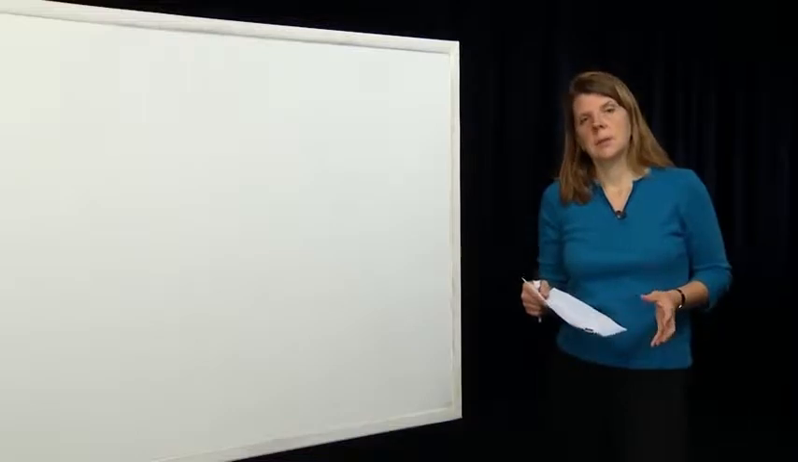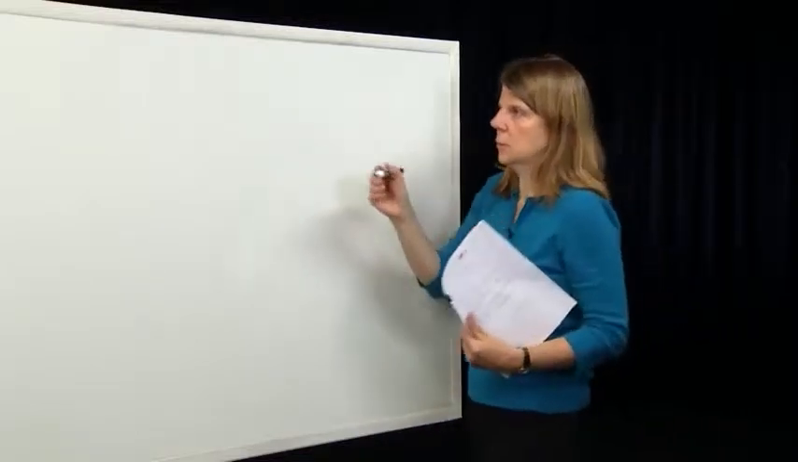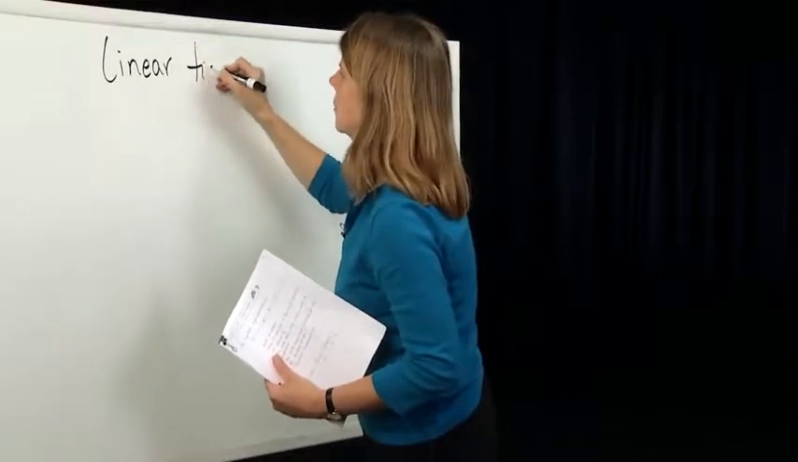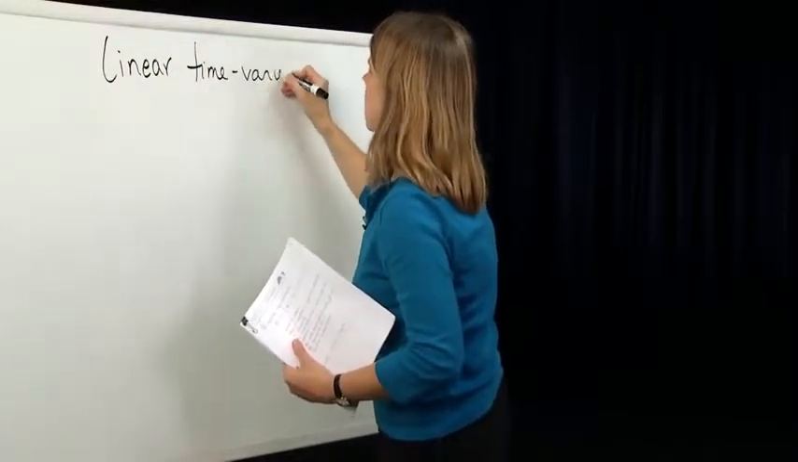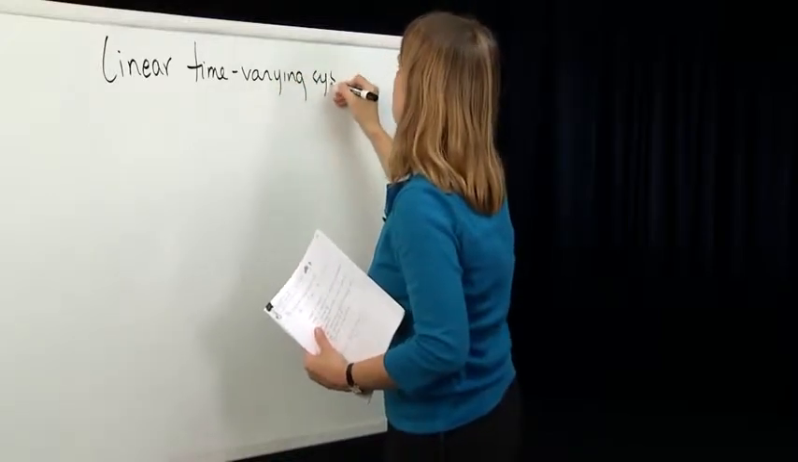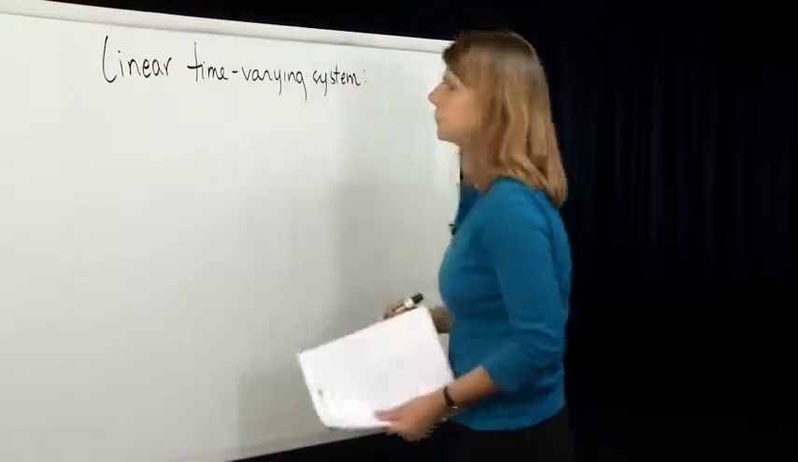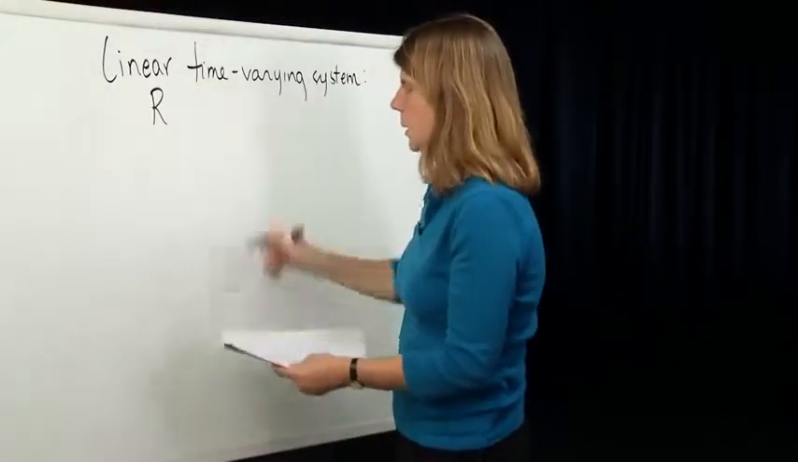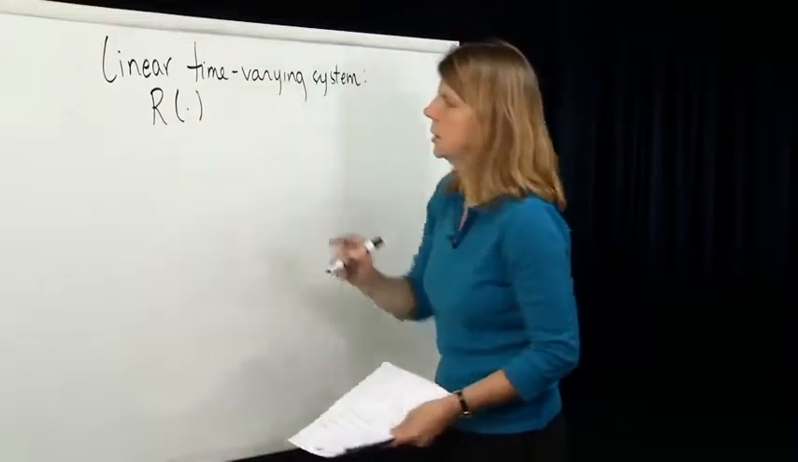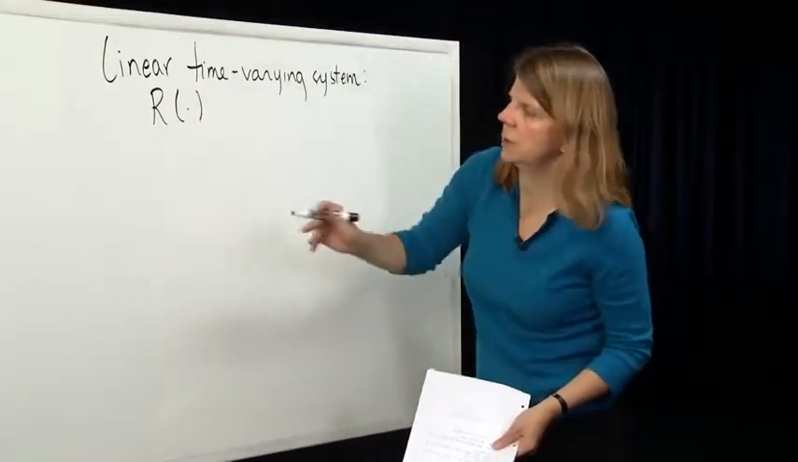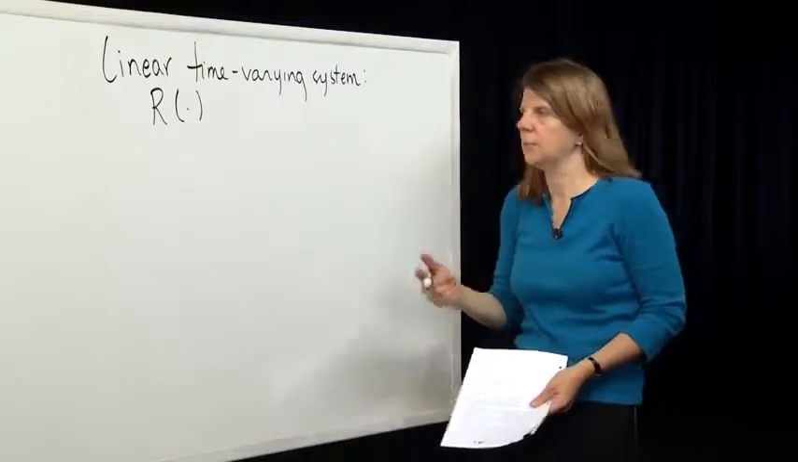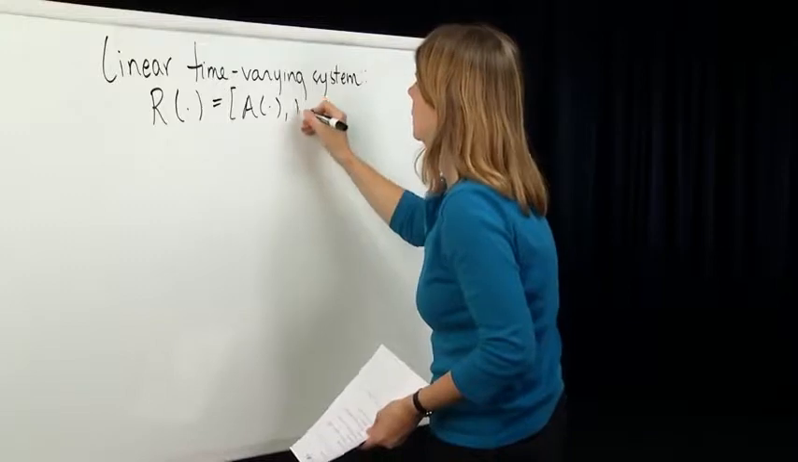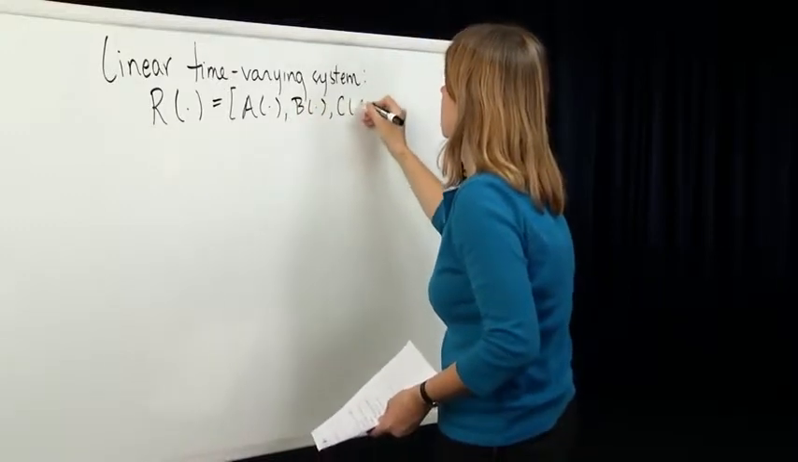So we typically define a linear time-varying system in terms of a matrix notation. So we use the following notation. Typically we use R. So R is the system representation. We use this sort of function notation indicating a function of time, that it's time varying. And we define it in terms of four matrices, A, B, C, and D.